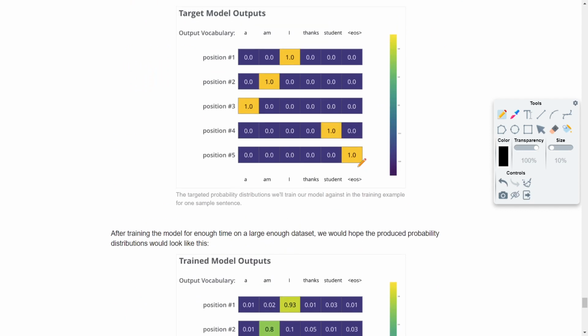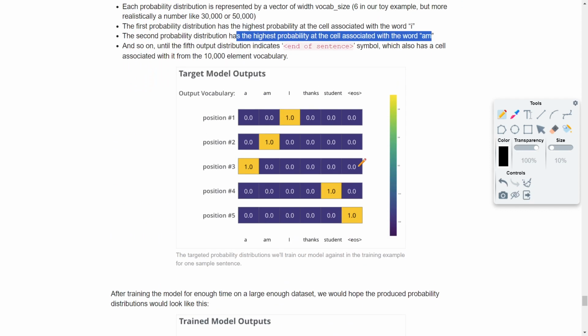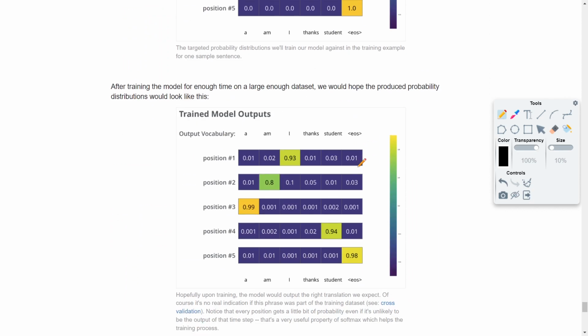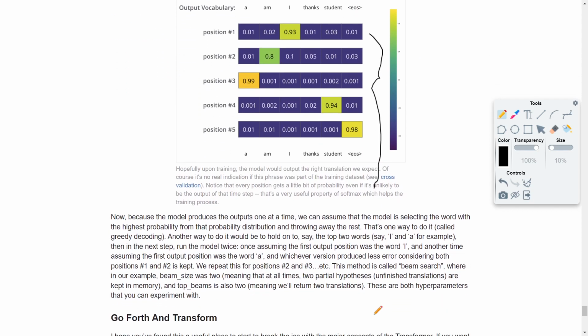This is maybe the desired target that we have, but after numerous iterations, this is the model that we get, with different weights or scores, and this is the output that we are getting.